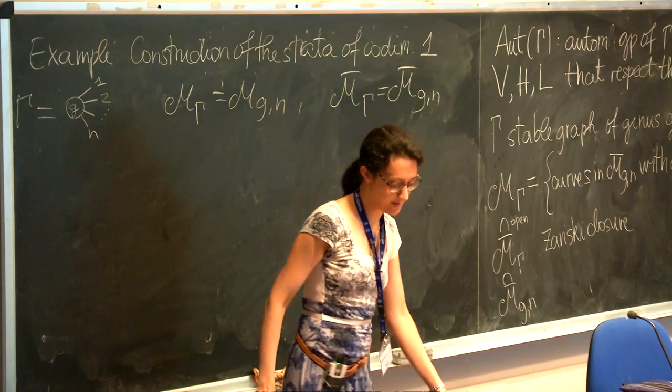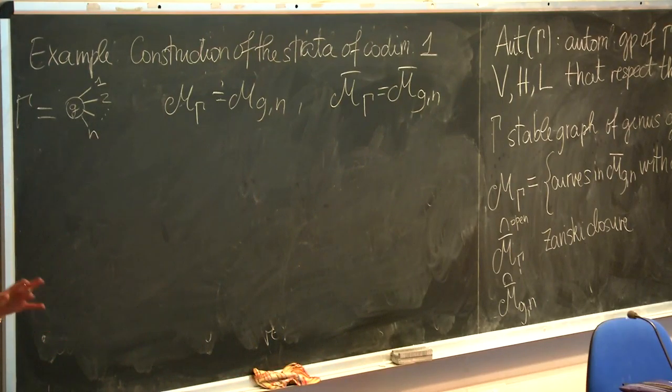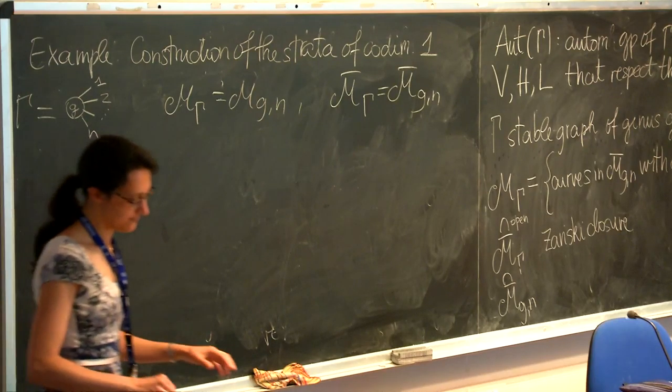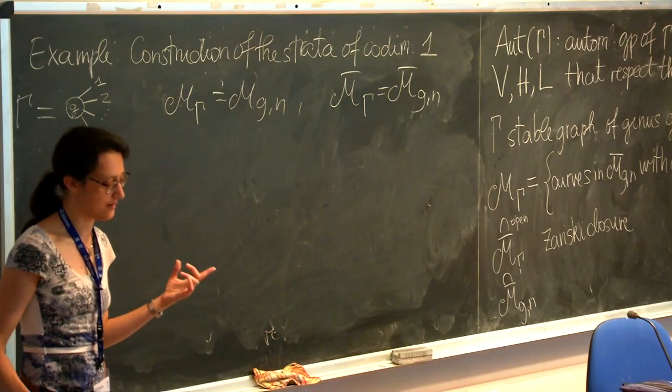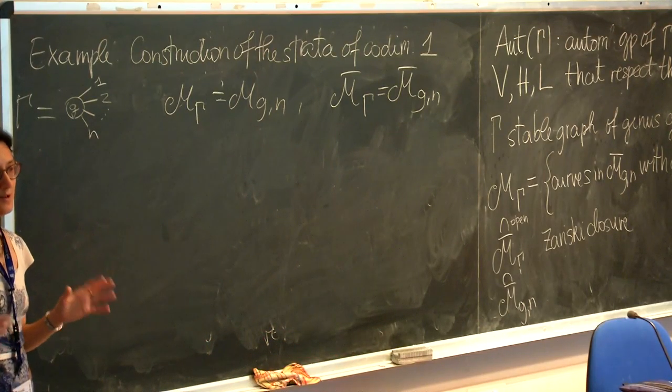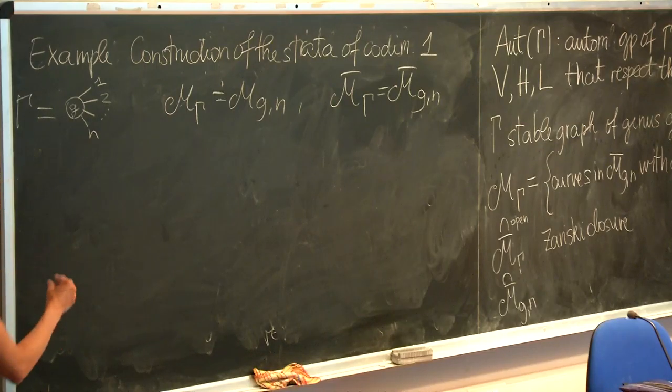But what does it mean that we are in codimension one? As I said, it's something about the deformation theory of curves that if we are in codimension one, then we have one edge, or if you prefer, if we have one node. And there are two types of nodes, the separating nodes and the non-separating nodes.